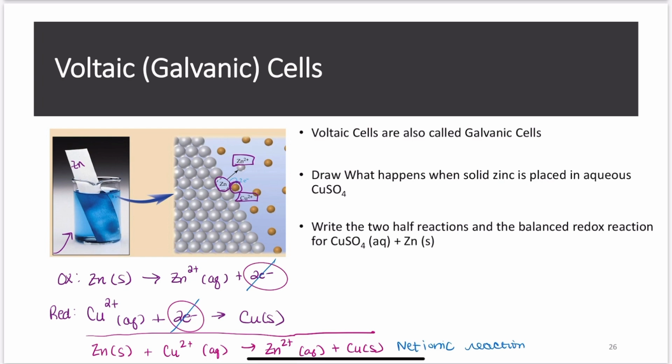If I wanted to write the molecular reaction, because that's usually what we're going to deal with in the real world, I would write zinc solid plus copper sulfate gives me zinc sulfate plus copper solid. Now it just looks like a single displacement reaction. But I know the truth, right? I know it's really a redox reaction.